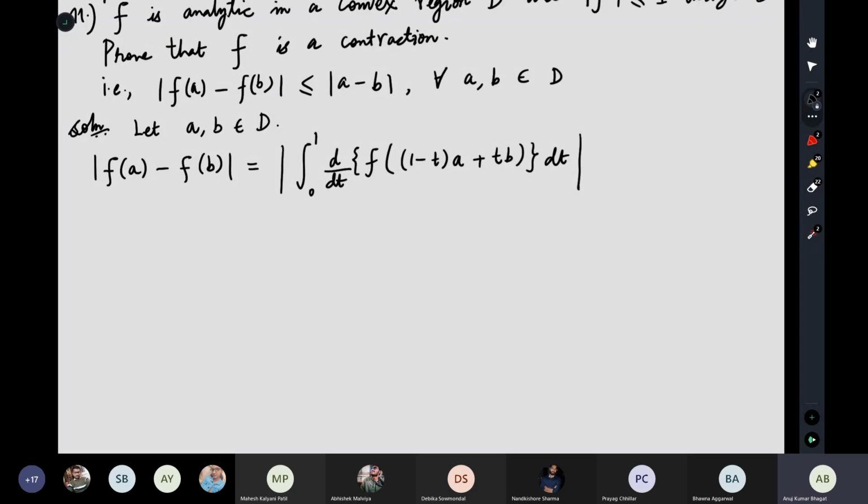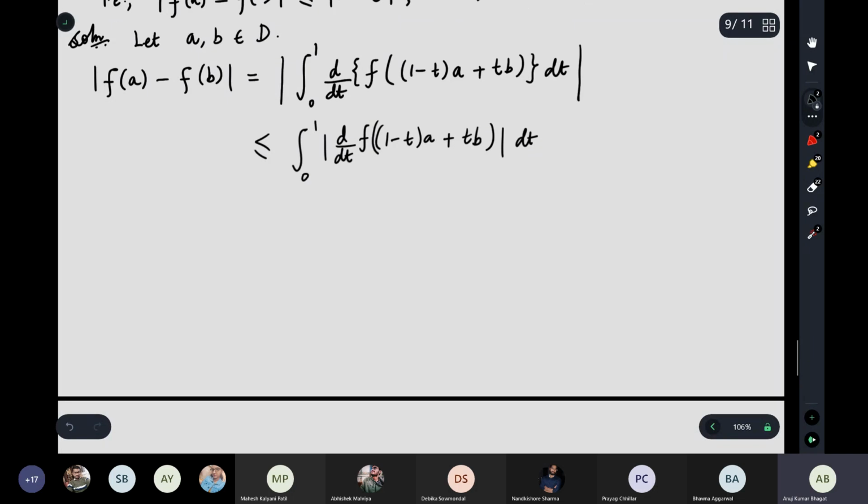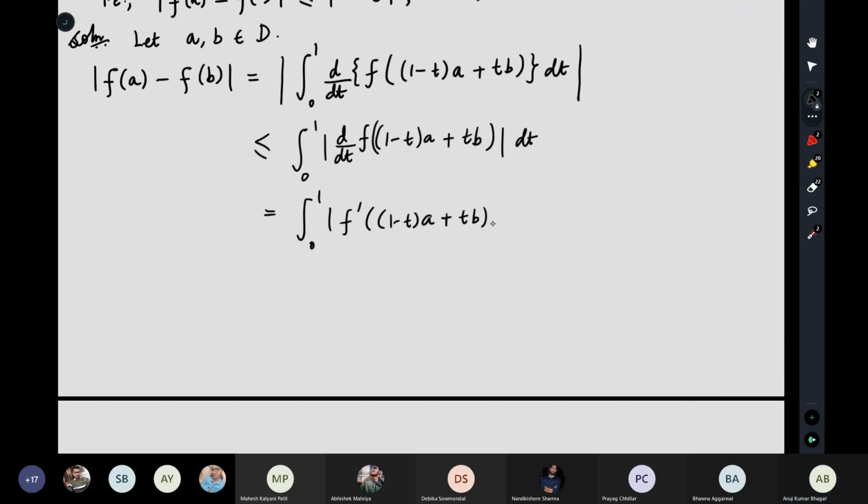Okay, and the rest is very simple. So now start the very simple calculation. This is d/dt. This modulus will go inside, so that is the reason for lesser than or equal to. Integral from 0 to 1. If I differentiate this, this is f dashed, and use the chain rule. So the further derivative will come how much? B minus a, right? B minus a and dt.